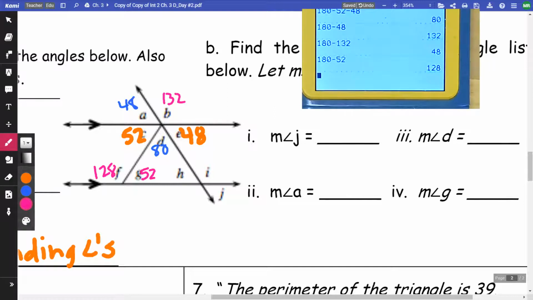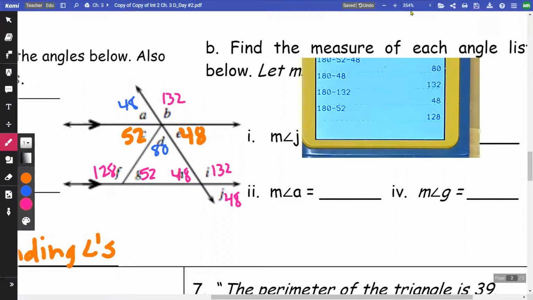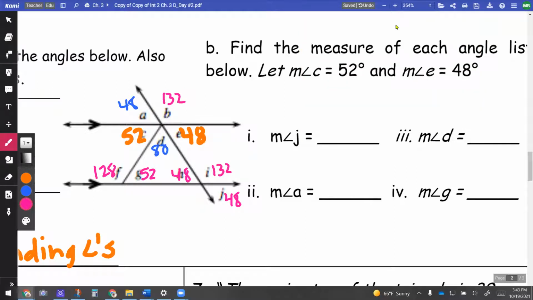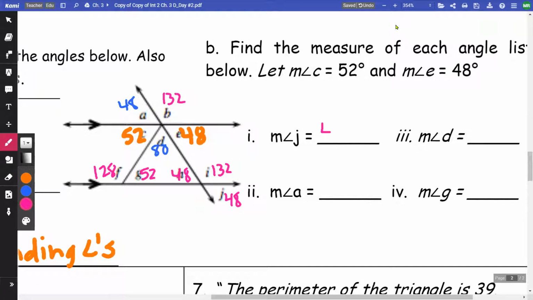Now, if I'm looking at this angle E and this angle H, they're alternate interior angles. So this is going to be 48. And angle B and angle E, I apologize, are corresponding. So they're going to be the same. So it's going to be 132. And then J and the 48 are alternate interior, vertical angles. So they are going to be the same. Okay, so let's see. So angle J is 48 degrees.